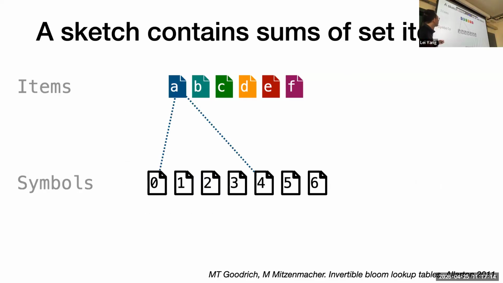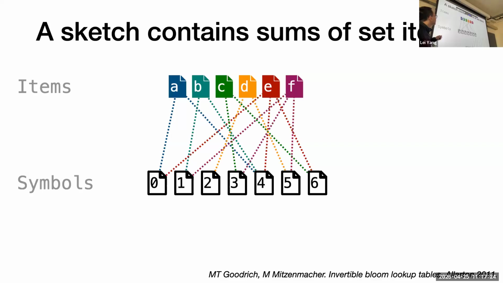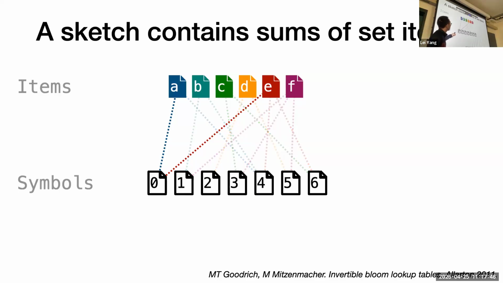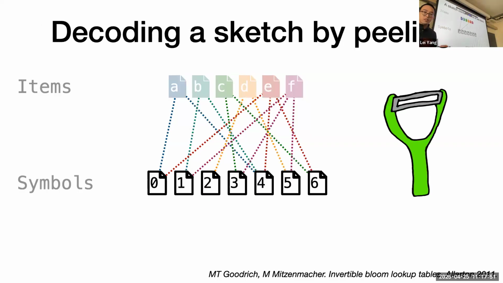And recall that each symbol is the linear combination of a few items. And the way this linear combination is defined is that each item is randomly mapped to, say, k number of symbols. And here this bipartite graph shows the mapping between items and symbols. For example, A is mapped to symbols 0 and 4. And for example, the 0th symbol is the sum or the linear combination of items A and E, right? And so on and so forth.